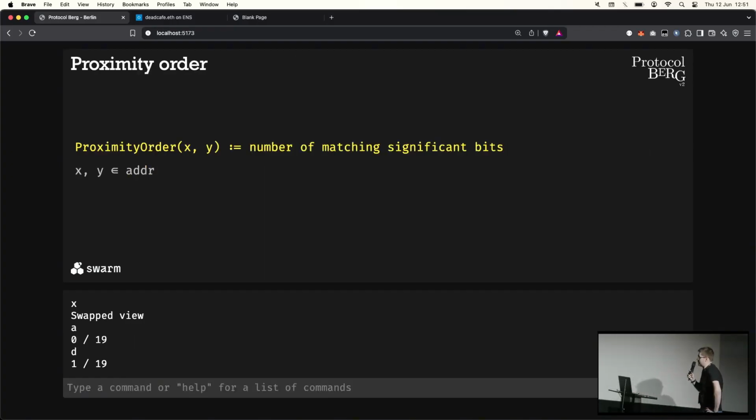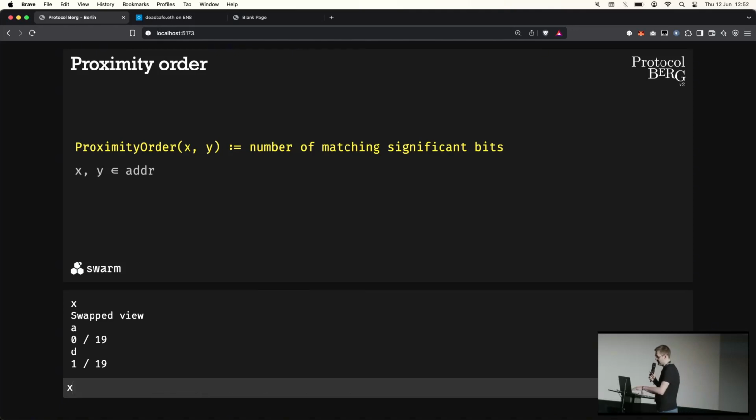So where do we start? To understand how decentralized storages work, I found that proximity order is pretty much your starting point. So what's proximity order? Proximity order is a function that takes two parameters, two addresses, and tells you how similar those two addresses are, how close they are to each other. The way it does that is that it counts the number of matching significant bits in the two addresses. Significant bits usually means leading bits.